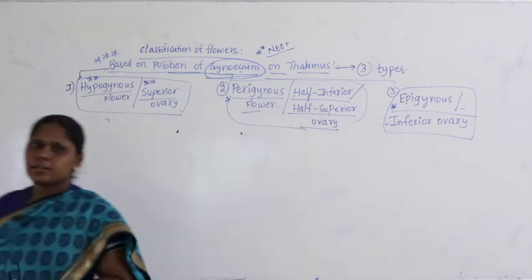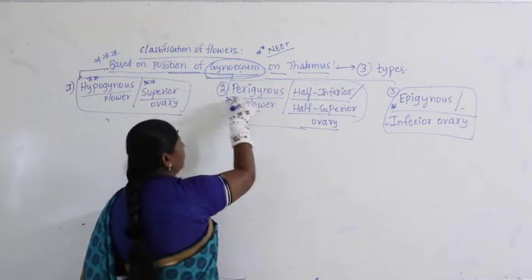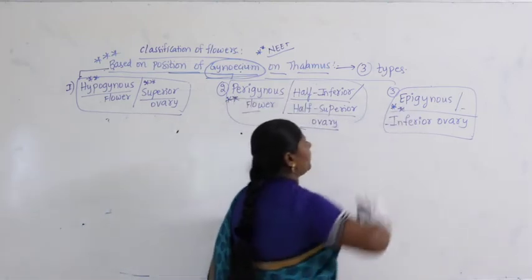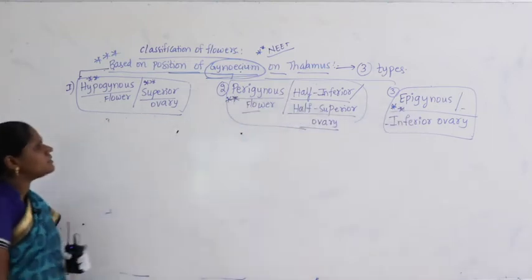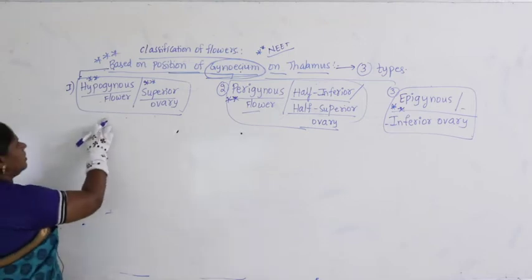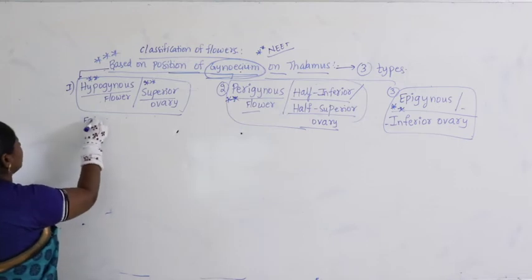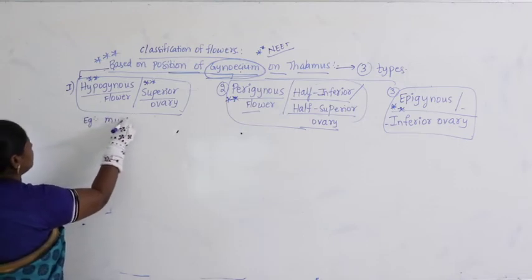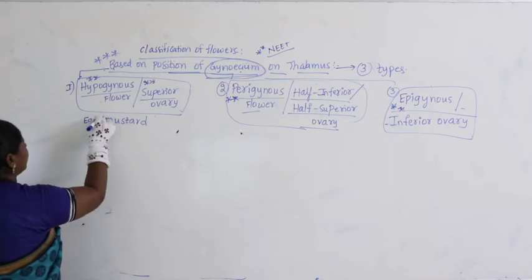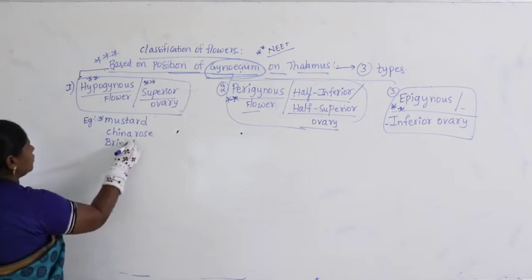Now, let us discuss all 3 categories. All 3 categories are very important. You have to remember and pay attention to this, very important. Now, if you look at the hypogynous flower, we find this in mustard, China rose, that is hibiscus, as well as in brinjal.